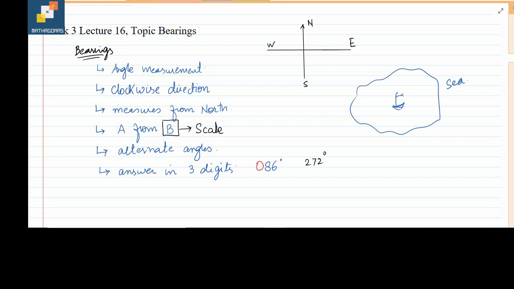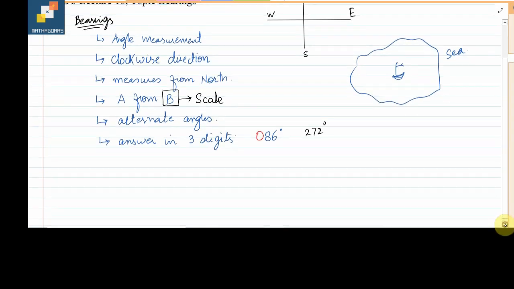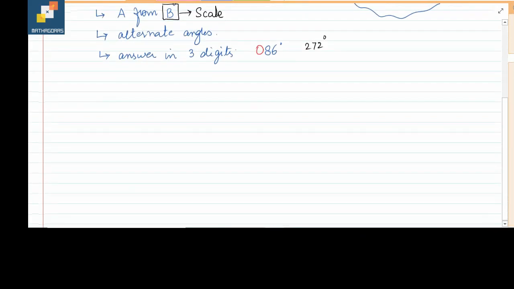Before starting bearings, I'm going to explain alternate angles to you because we are going to use them in our topic. Now for alternate angles, keep in mind that you have parallel lines, right? So what are parallel lines? Those lines which can never meet are called parallel lines, right? So there is an example of parallel lines.